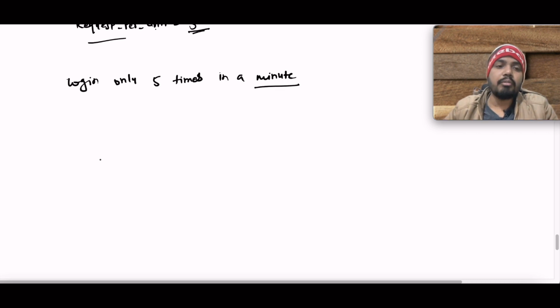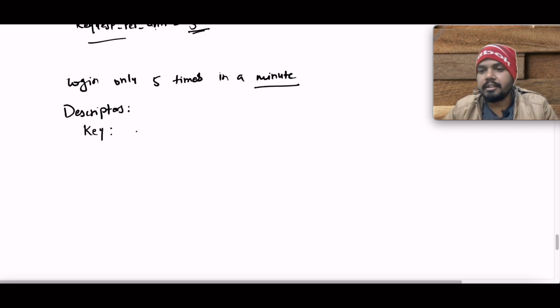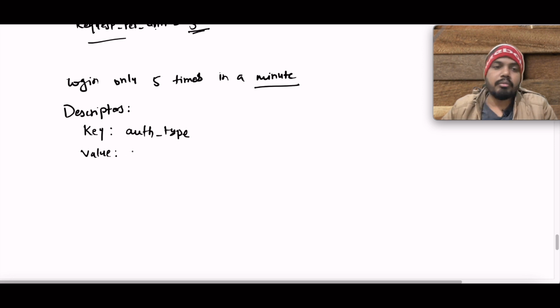Let's take another example. Suppose you want to allow the user to log in only 5 times in a minute, meaning the user can log in only 5 times in a minute. How can you write it? You have to write first the descriptors, then the key. What would be the key here? What type of rules do you want to apply? It could be auth type. Previously it was message type because you wanted to receive the message, but here you have to do the authentication because users are going to log in. It is part of authentication, so it would be auth type. What could be the value here? The value could be login because you want to check the login.